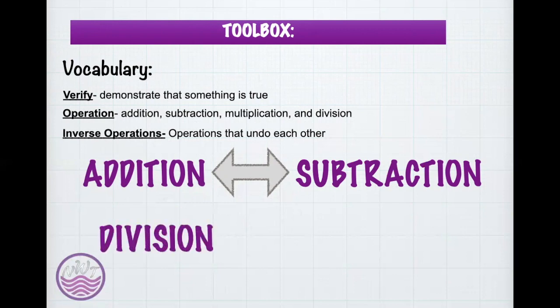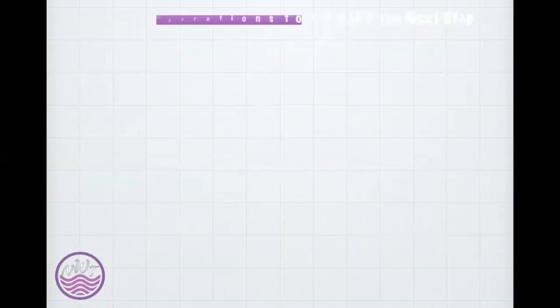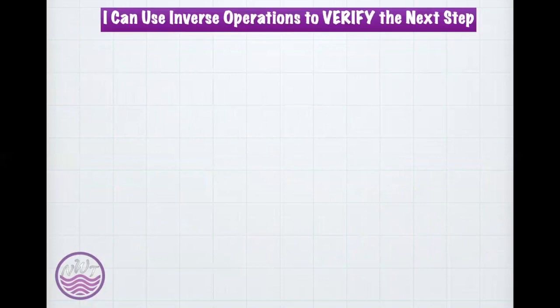Same thing goes with division. Division is the opposite or inverse of multiplication, and multiplication is also the inverse or opposite of division. So like I said before, they go back and forth. All right, so going into our goal for this lecture: I can use inverse operations to verify the next step. You see two of our vocabulary words in our goal, so it's very important that you understand those before moving forward.